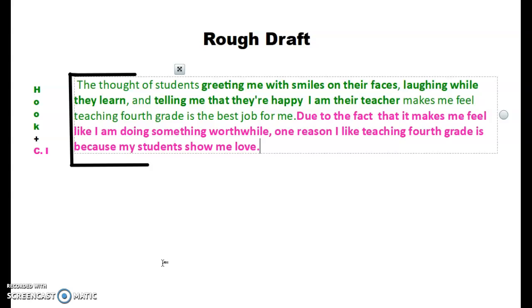I like this introduction because I feel like they're painting a picture. It paints a picture of them showing me love, smiling and laughing, and telling me that they're happy with me. That shows that they care and that they love me.